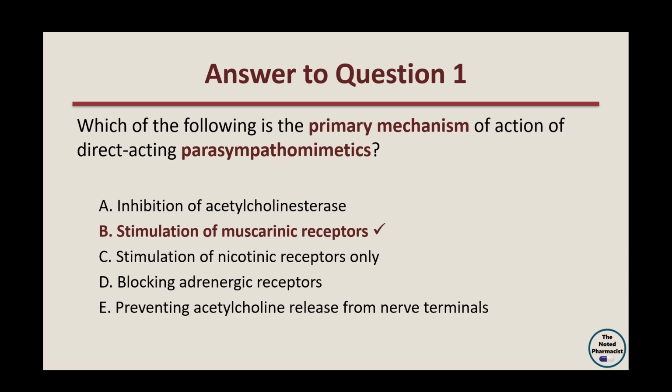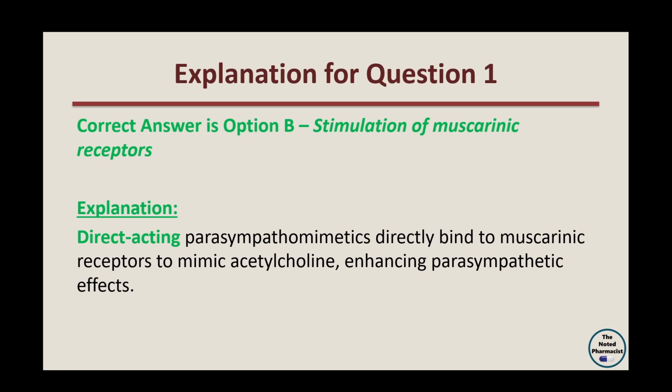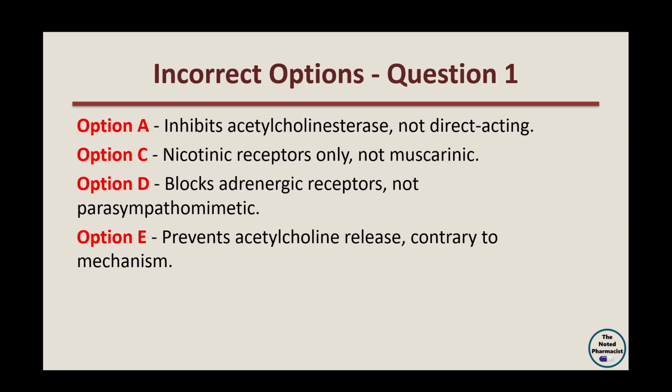The correct answer is option B, stimulation of muscarinic receptors. The explanation is as follows: direct-acting parasympathomimetics work by directly binding to and stimulating muscarinic receptors, mimicking the action of acetylcholine at these sites. This action enhances parasympathetic responses, such as increased glandular secretions, smooth muscle contractions, and slowed heart rate. Here is the explanation for incorrect options.